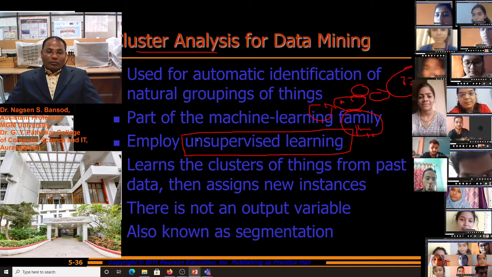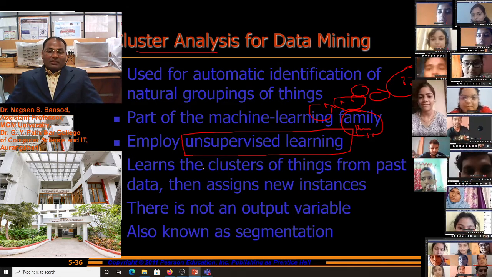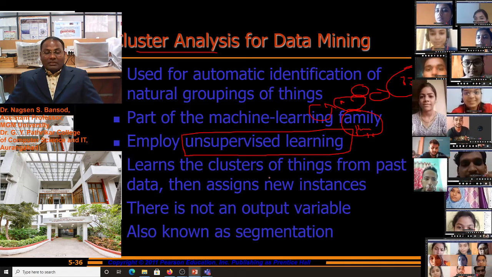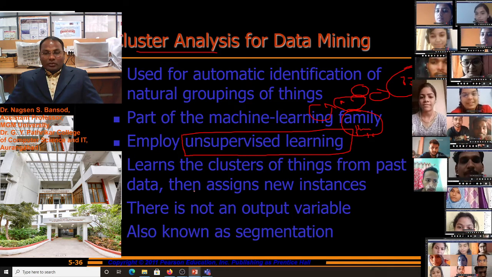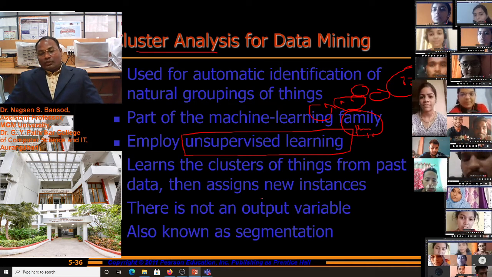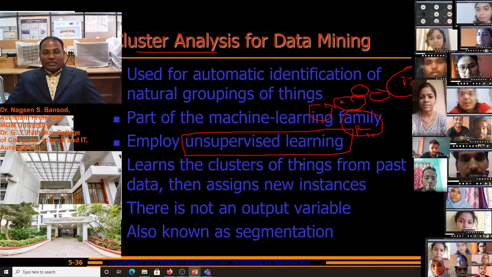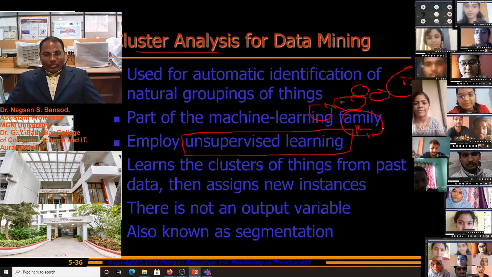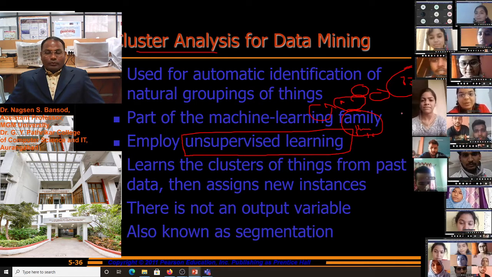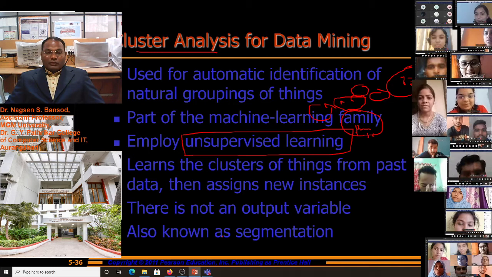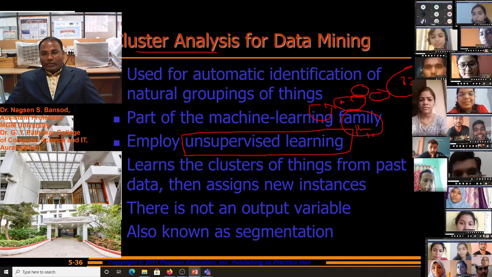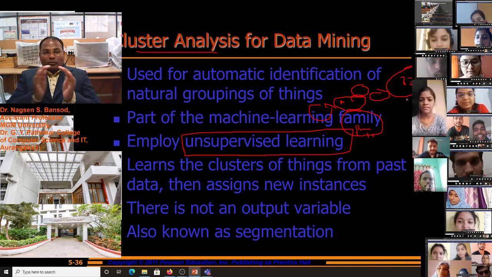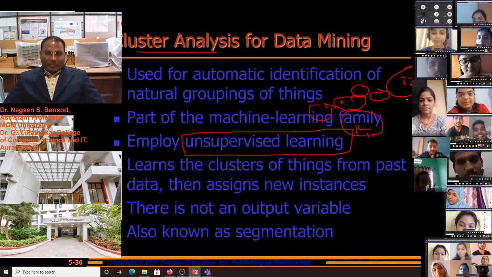We can predict with the help of supervised learning, clustering techniques, using clustering analysis of the past data. Then assign new instances, new predictions. There is no output variable. We have to predict that, also known as segmentation. We have to make cluster-wise segments, cluster-wise groups, meaning segmentation.